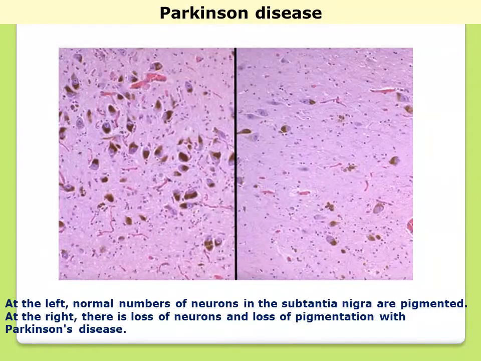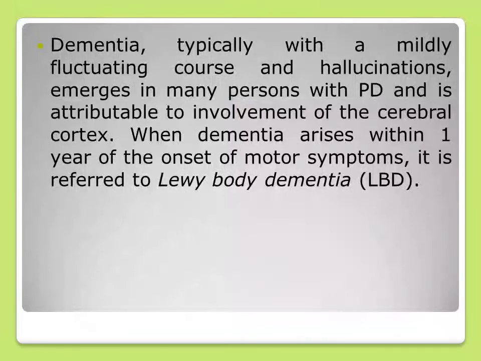I believe there is a normal number of neurons in the substantia nigra, which are pigmented dopaminergic neurons, and in Parkinson's disease there are fewer, sparse, pigmented neurons compared to the other pictures. This is Parkinson's disease in the right view.